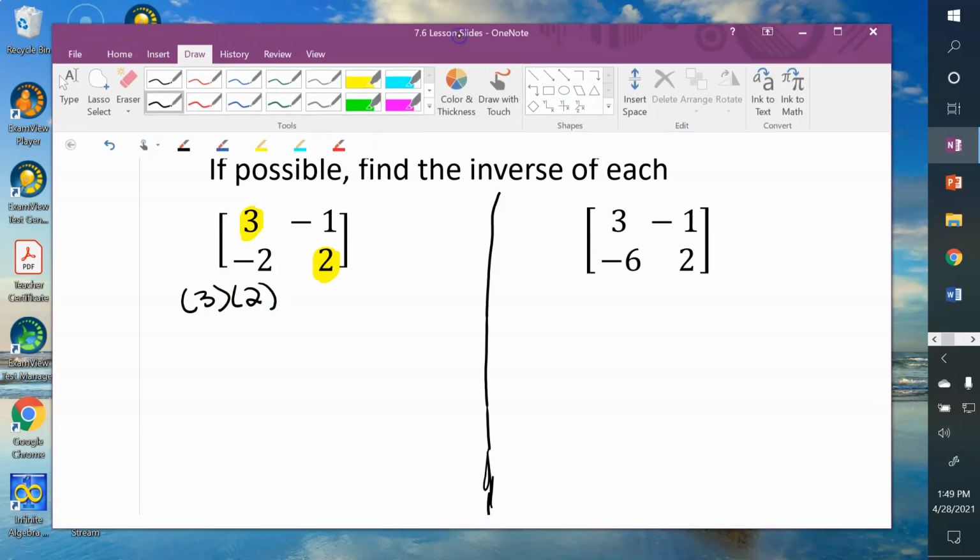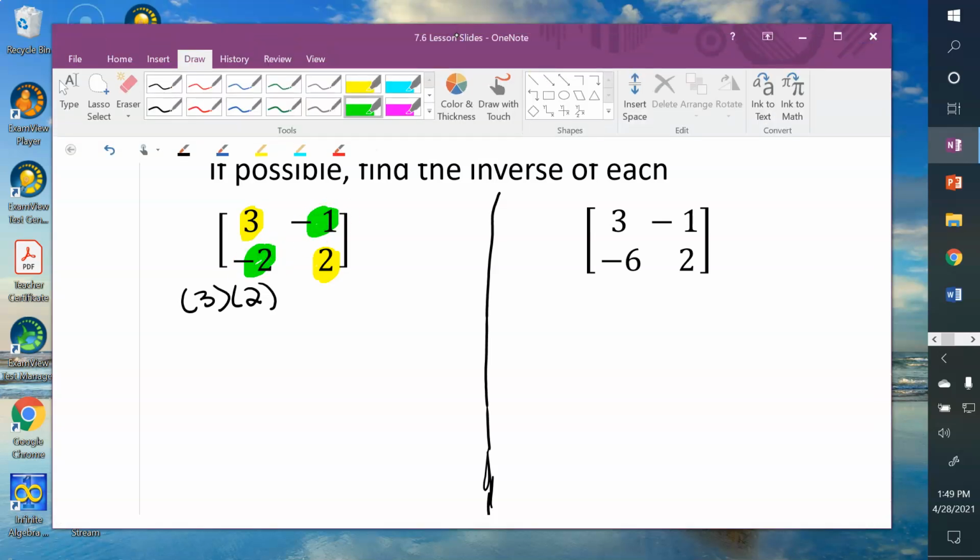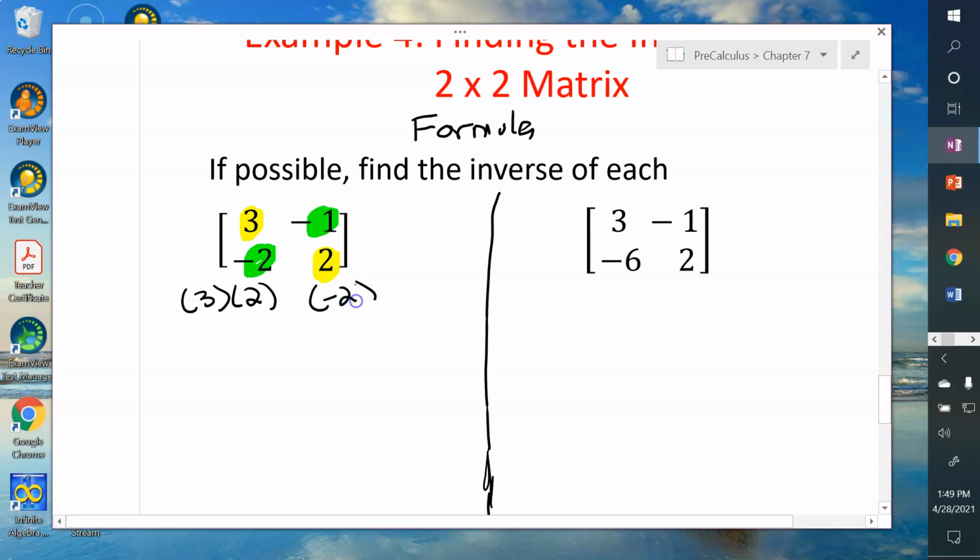And now I'm going to take the ones on the other diagonal, I'm going to highlight those in green. I'm going to multiply those together as well. So I have a -2 and a -1. And then I'm going to put a negative between both of those expressions, so that I end up with 3 times 2 is 6, minus -2 times -1 is a +2. That equals 4. So because when I did this operation, I did not get a 0, this is possible to invert. So this one we can invert.